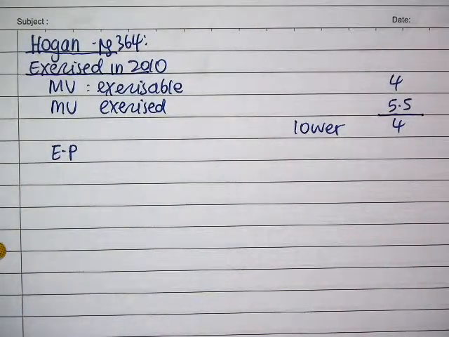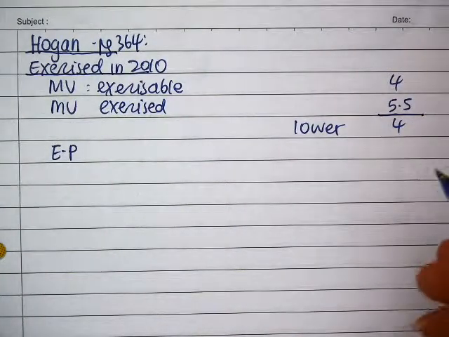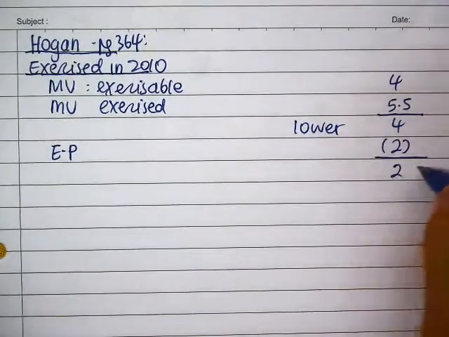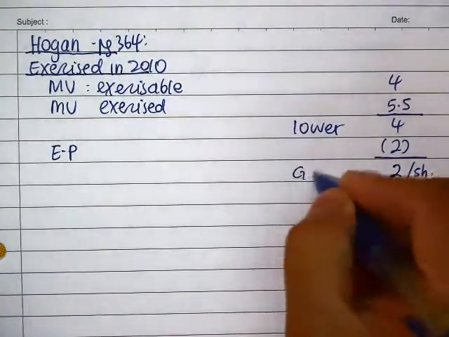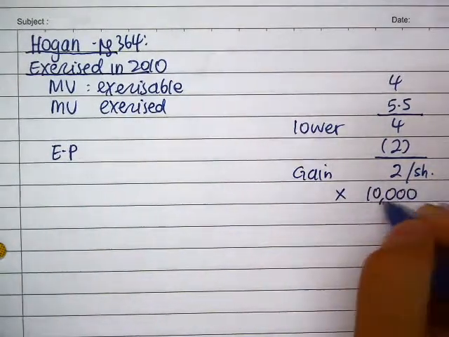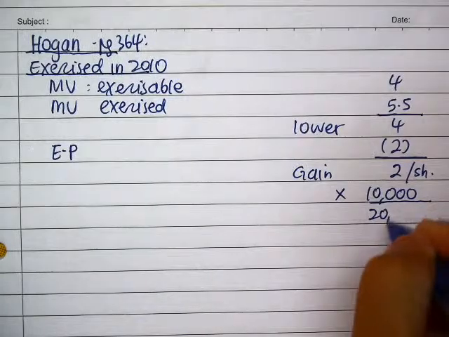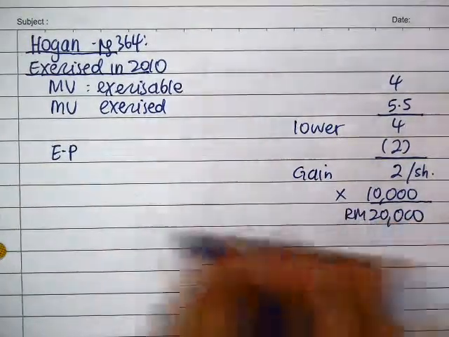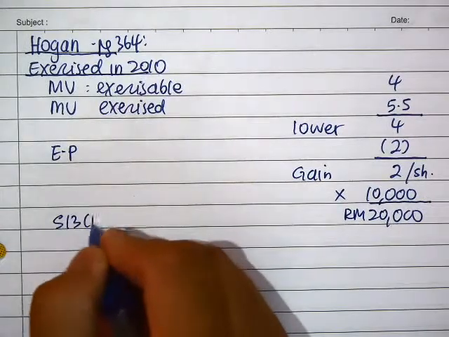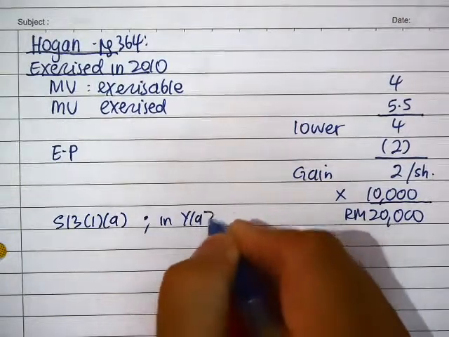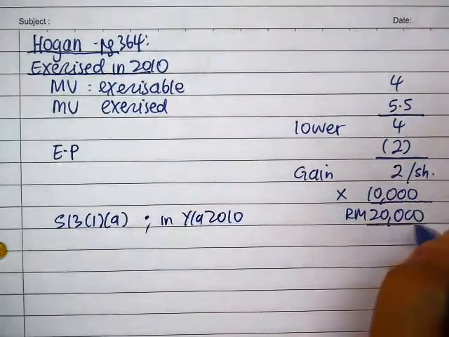Now the exercise price, I just write short form so it's faster for me. The exercise price is 2 ringgit. So the gain per share is 2 ringgit. Now you acquired 10,000 shares, right? So there will be 20,000 ringgit. Now this will be assessable under 13(1)(a) in YA 2010.